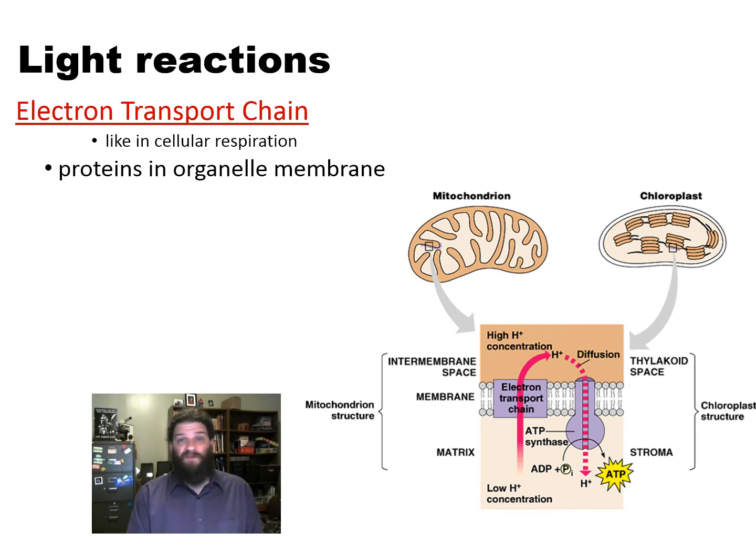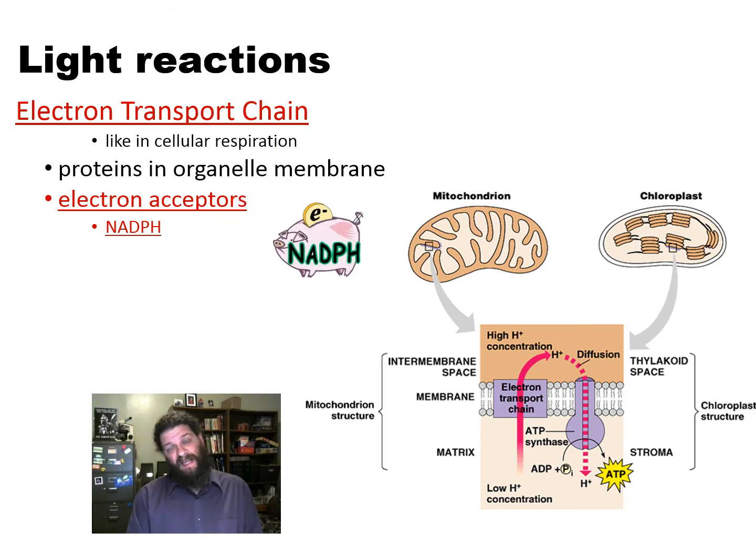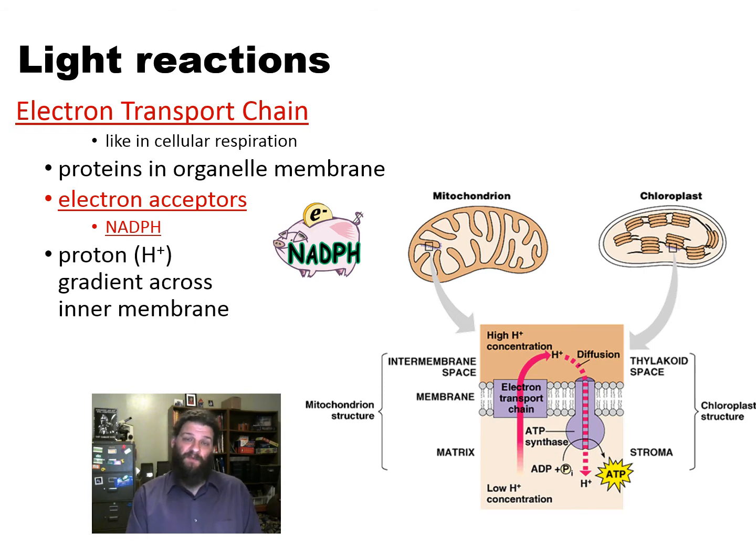It's going to involve similar proteins that are embedded in the inner membrane of the thylakoids. It's going to involve an electron acceptor. In this case, it's NADP, which yields NADPH. That's going to go into the Calvin cycle. We'll talk about that here in a moment. But the overall result is the same.